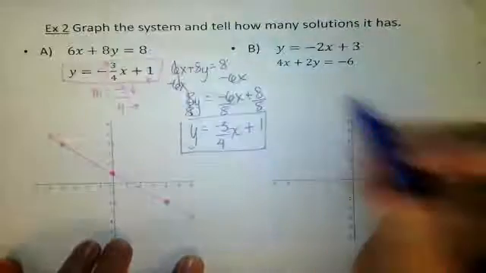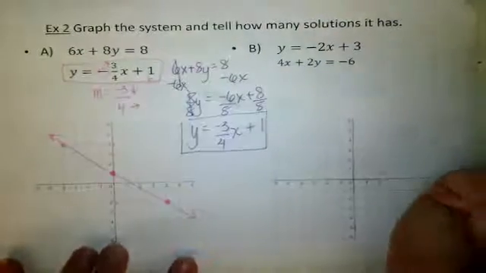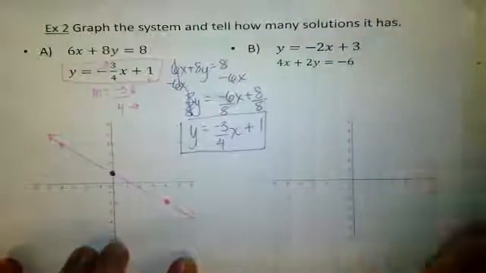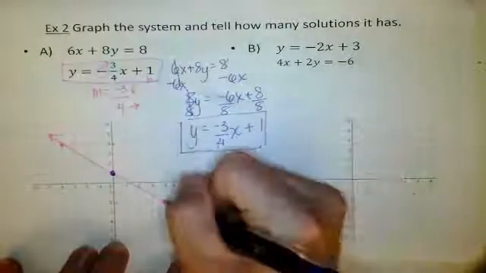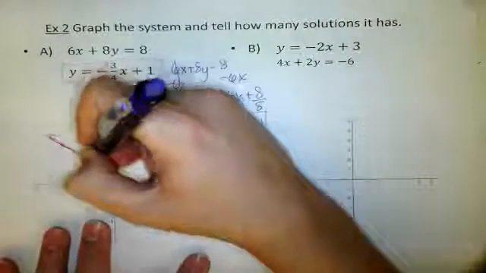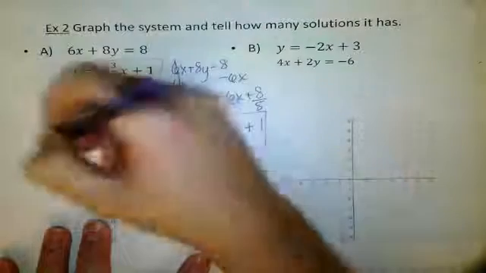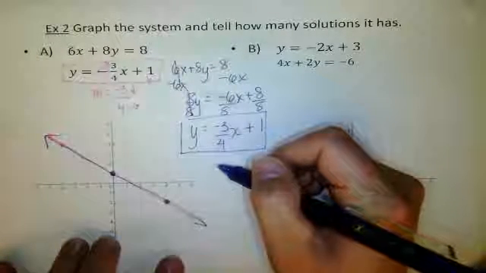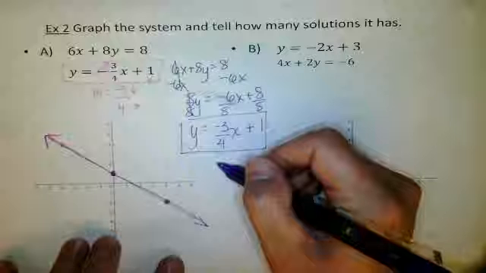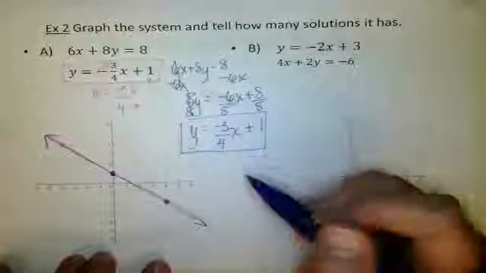And so where do I begin to graph this one? Oh, that's interesting. And what's the slope? Down 3, right. Oh, look at that. What are these two things? They're the same line, right? Okay, how many solutions does it have?